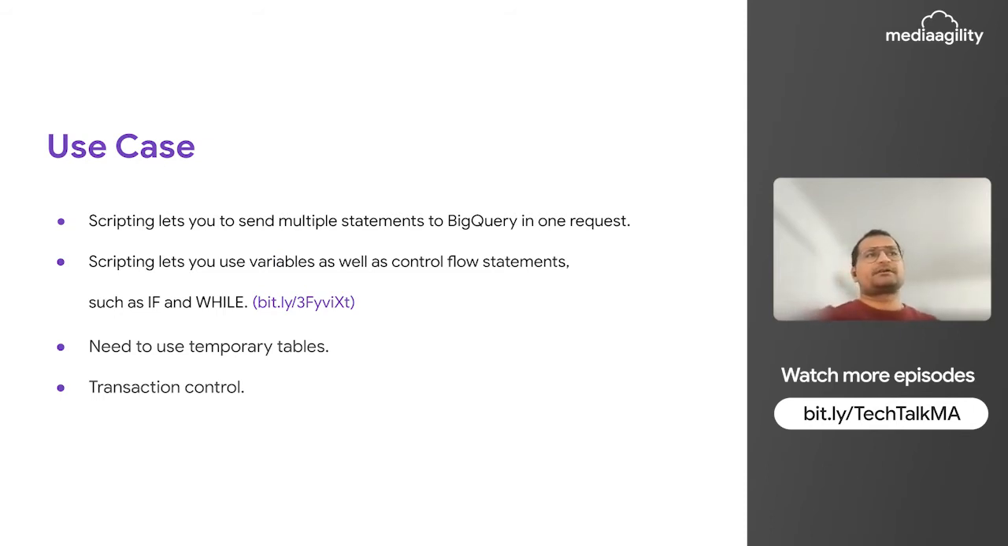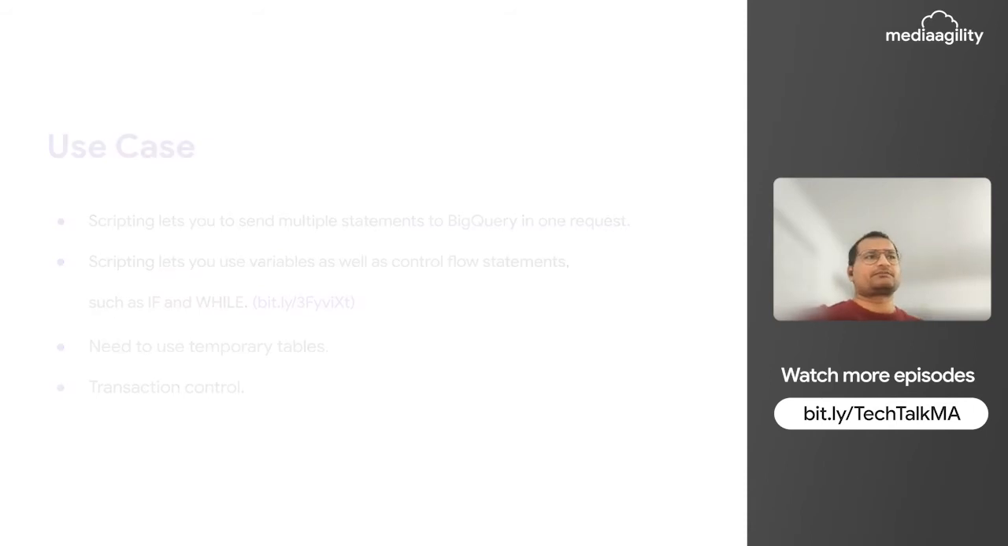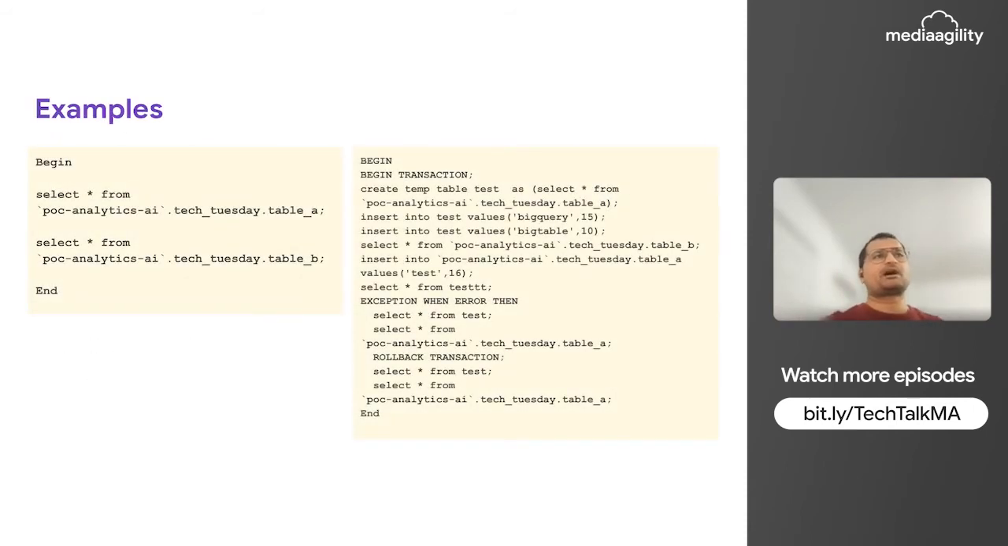Okay, so let me show with an example first, how we write scripting. So the basic thing is you need to start with begin and end, and whatever you want to put inside will be part of your script. So here there are two queries as part of this script, and when this script runs, it will execute the first query, which is selecting from table A. Then it will run the second query, which is selecting from table B, and then it will give you the result.